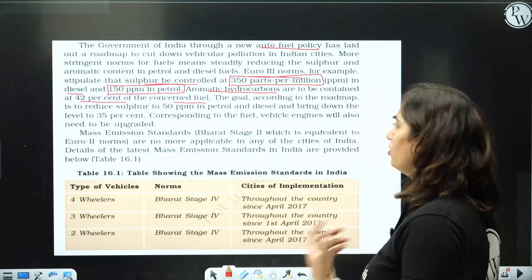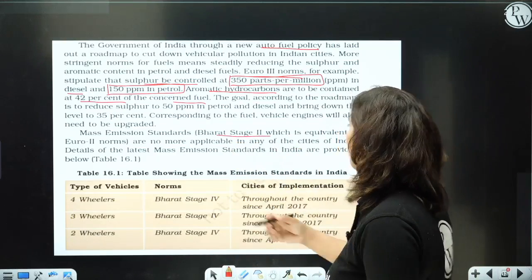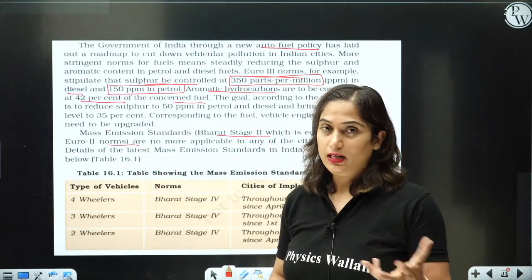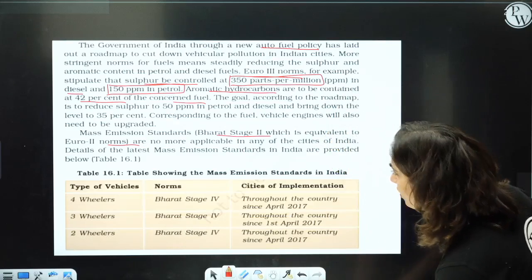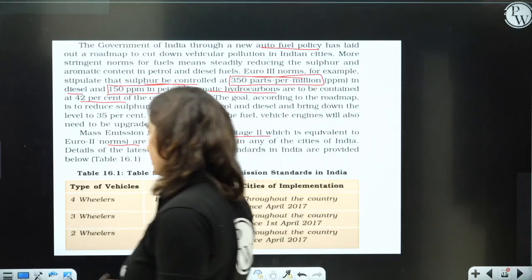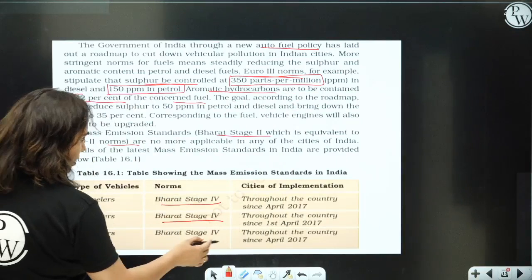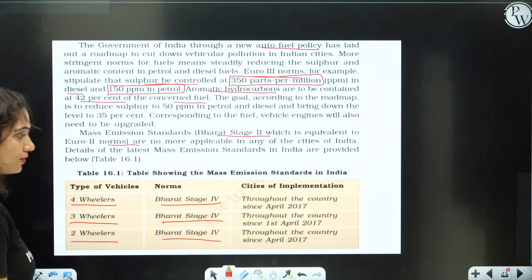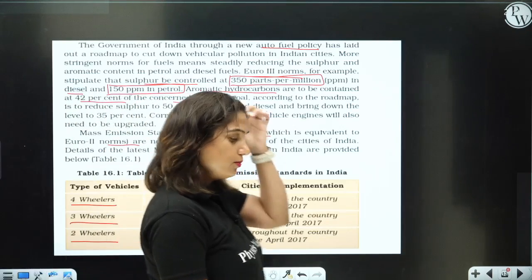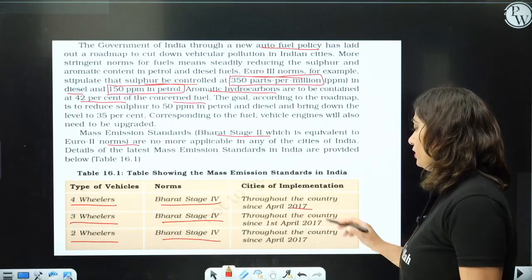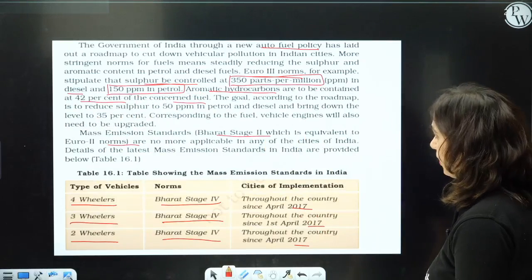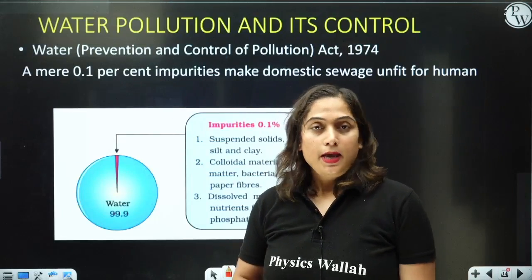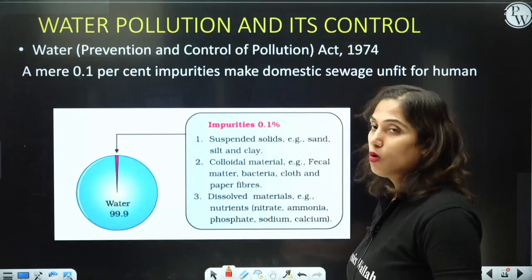So there are certain norms like Bharat stage 2, Euro 2, Euro 3, which work on the emission done by the automobiles. Now, currently we have Bharat stage 4. We have Bharat stage 4, which is applicable to 4-wheelers, 3-wheelers and 2-wheelers, right? So these were applicable to India at the end of year 2017. Okay. So these norms can help us to control the air pollution by the automobiles.